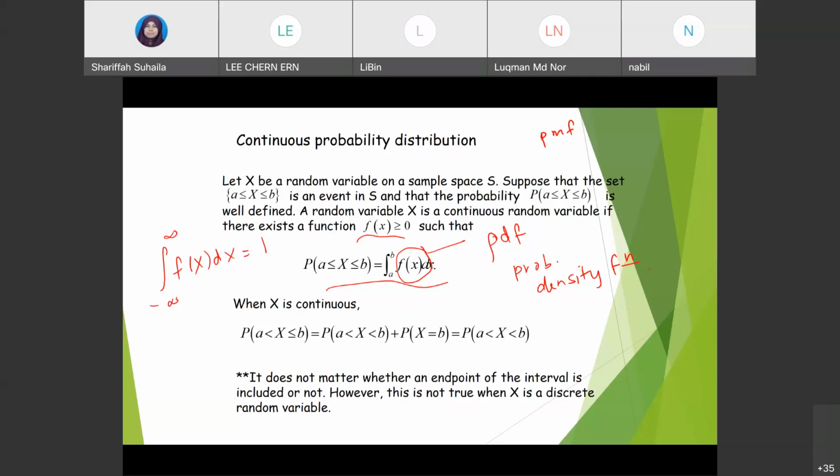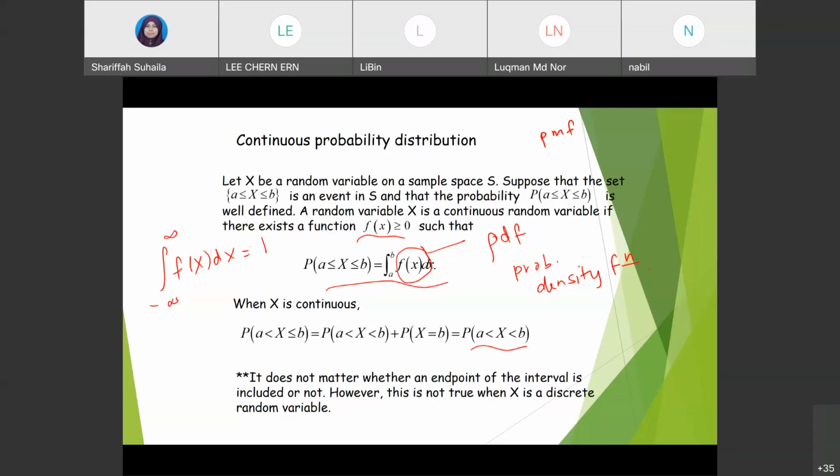So when your x is continuous, it's the same thing whether you write probability of x between a and b, with or without the equality signs. It's the same thing if we have probability x equals to b, or probability x between a and b. Why? Because if you have x from a up to b, you still integrate a to b. When you have this one, you still integrate a to b f(x) dx.